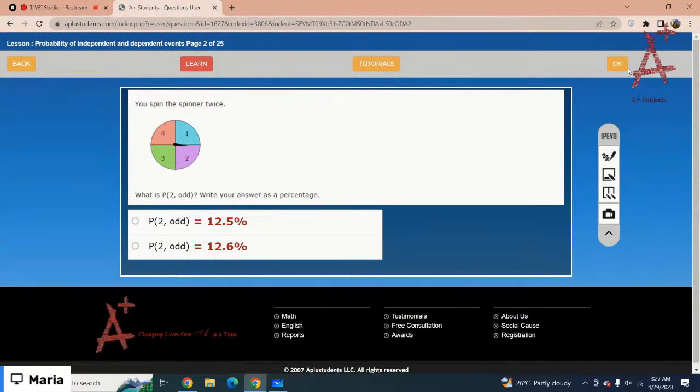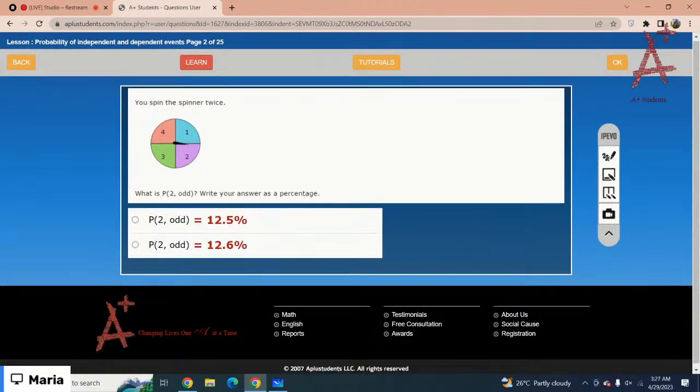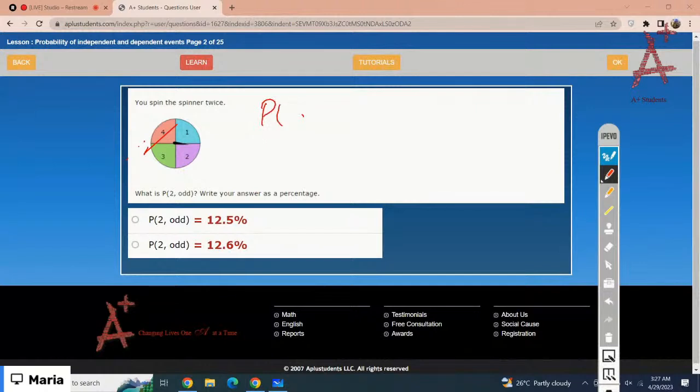You spin the spinner twice. What is the probability of getting 2 and the probability of odd? The events are independent, because whenever you spin, you have 4 options and it will land on any of the 4 options. The probability of getting 2 is 1 over 4. And the probability of getting odd: you have 2 odd values, 1 and 3, so it would be 2 over 4.